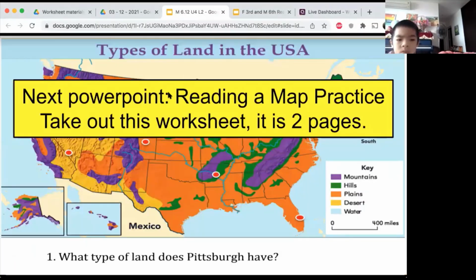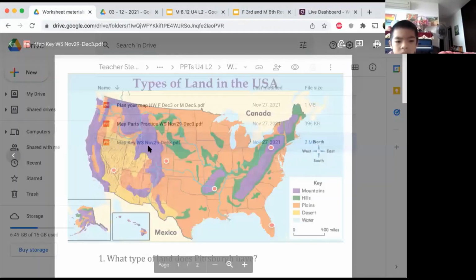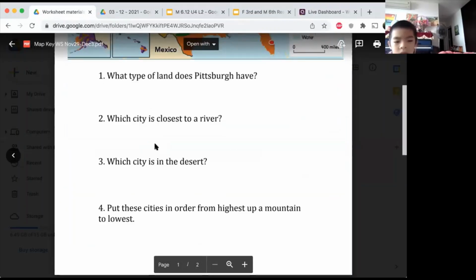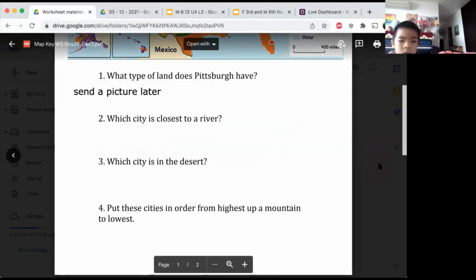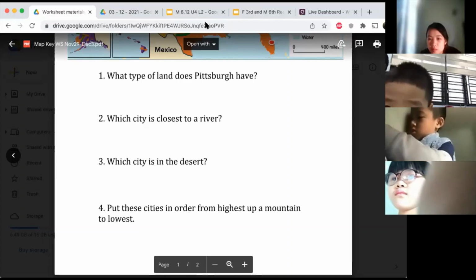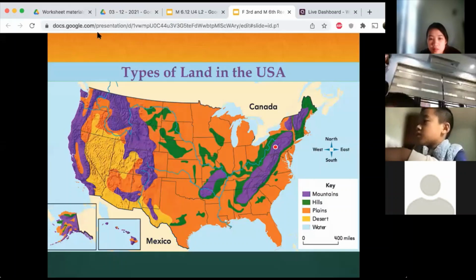All right, we're going to finish this worksheet, reading a map practice. So go ahead and take out this worksheet. And again, if you don't have the worksheet, take out your notebook because you will send a picture later. Let's take a look. So this is where we are.